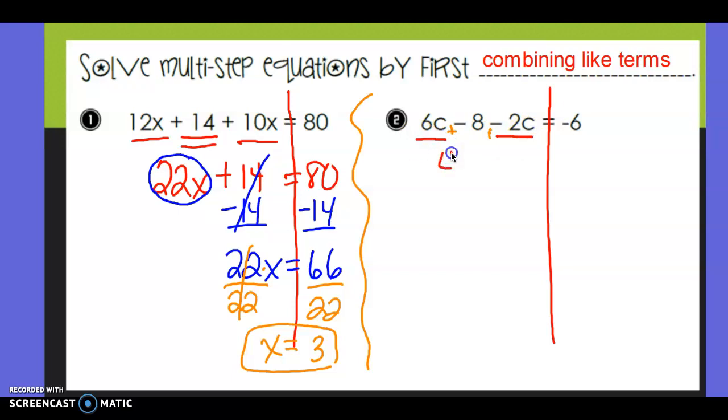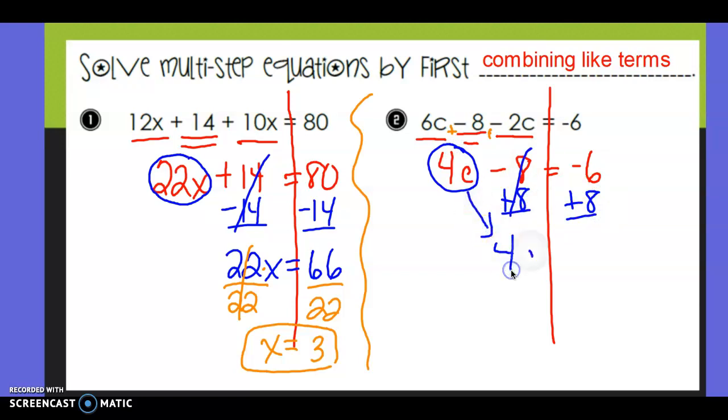6c minus 2c is 4c. This negative 8, I have nothing to combine with that, so I just bring it down. And I bring down the other side of my equation. Now I have a two-step equation. I want to get the 4c all alone, so I add 8 to both sides. The negative 8 and positive 8 cancel. I bring this down and be sure to rewrite it.